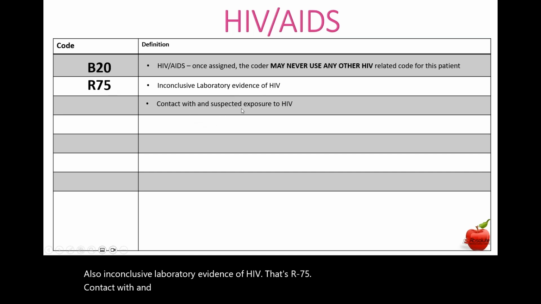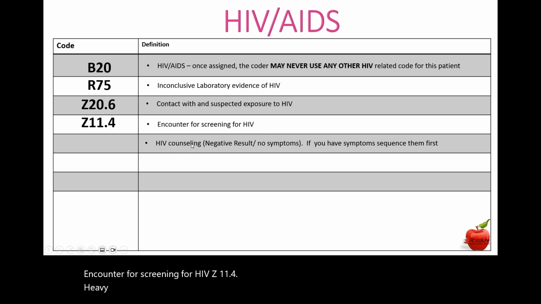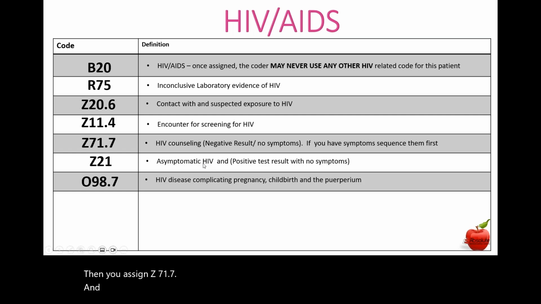Contact with and suspected exposure to HIV is Z20.6. Encounter for screening for HIV, Z11.4. HIV counseling, when the counseling produced a negative result and the patient has no symptom, then you assign Z71.7. And when the patient has asymptomatic HIV.